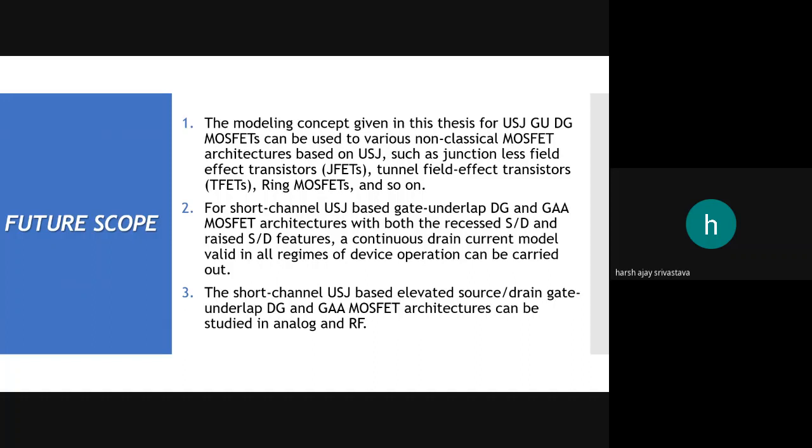The second point is that in future scope we can use short channel USJ based gate underlap and GAA MOSFET architectures with both raised S&D and recessed S&D features, and a continuous drain current model valid in all the regimes of device operation can be carried out. The third point is that short channel USJ based elevated source drain and gate underlap DG and GAA MOSFET architectures can be studied in analog and radio frequency. That's the future scope of MOS modeling.